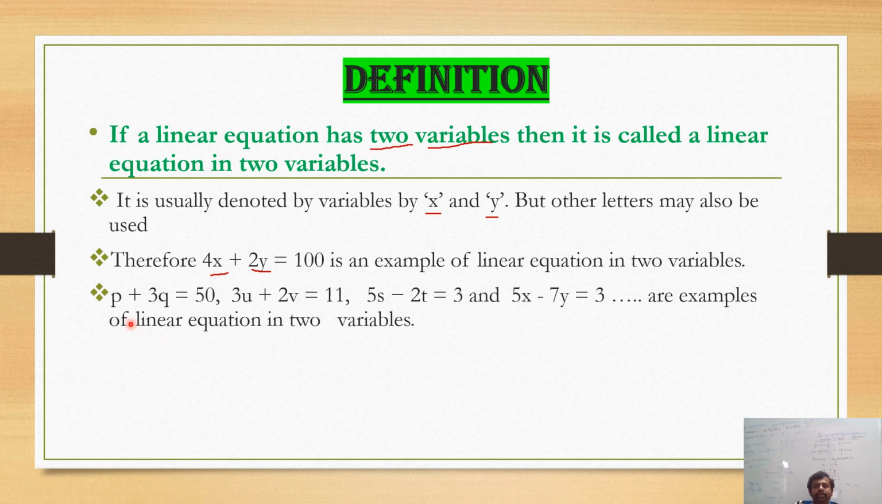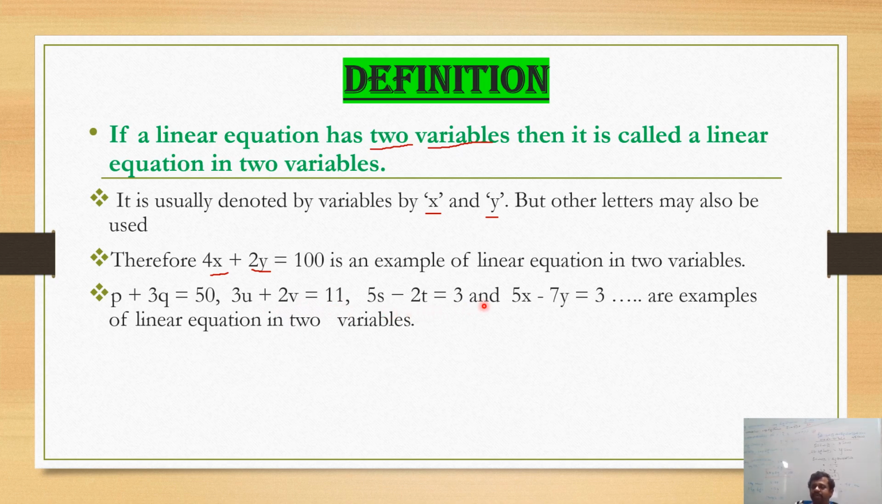Observe here, students, p plus 3q equal to 50. Observe here p and q, two variables. The degree is 1. So this is a linear equation in two variables. 3u plus 2v is equal to 11. Observe here, u and v are two variables. The exponents are 1. This is a linear equation in two variables.